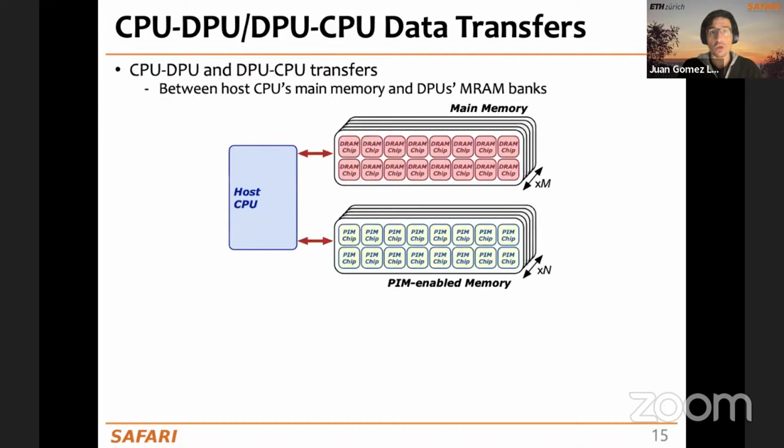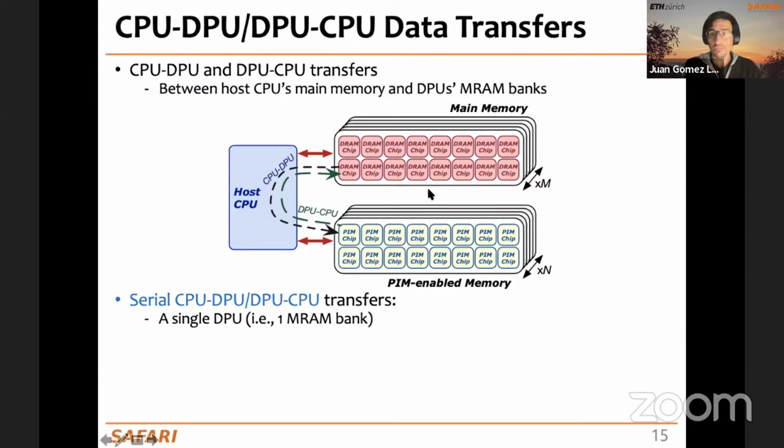In order to do so, the UPMEM SDK and runtime system provides data transfers to perform this communication. These are what we call the CPU-DPU transfers, when we move the input data typically from the main memory to the PIM-enabled memory, and the DPU-CPU transfers, when we move results typically from the PIM-enabled memory to the main memory. One thing that we are going to see now is what the different types of transfers are that we can make use of. So there are serial transfers.